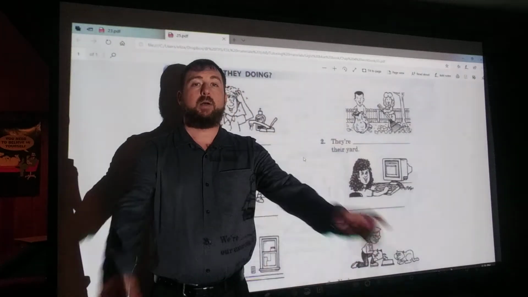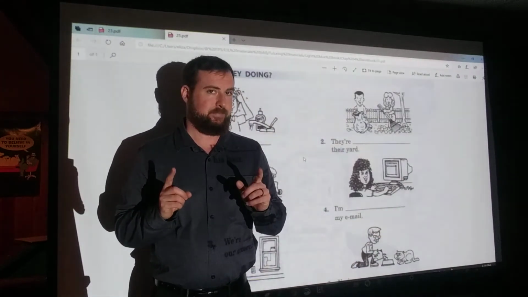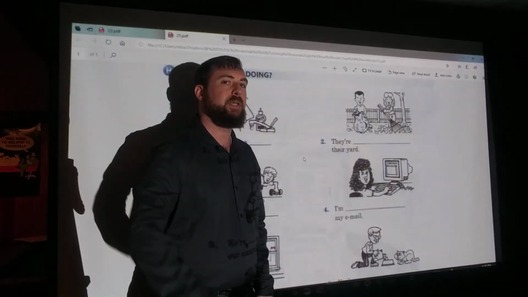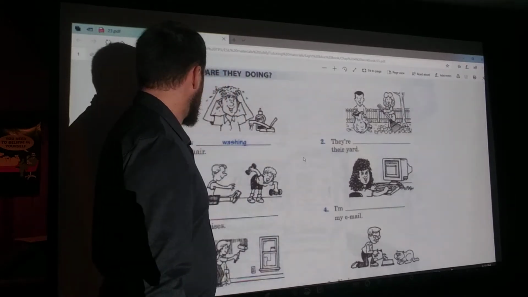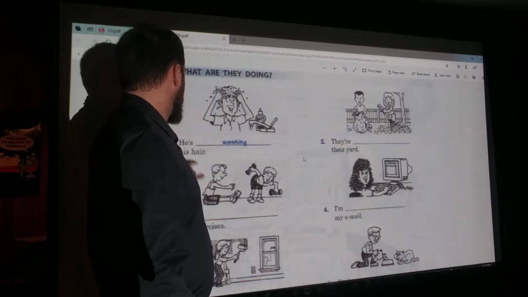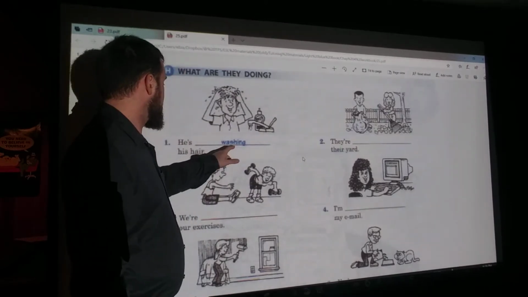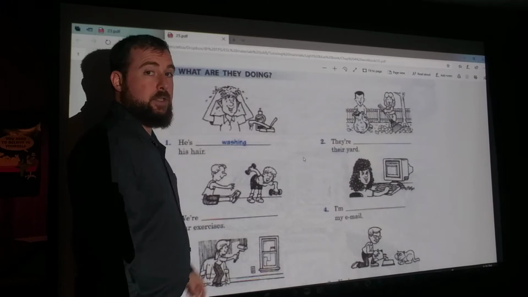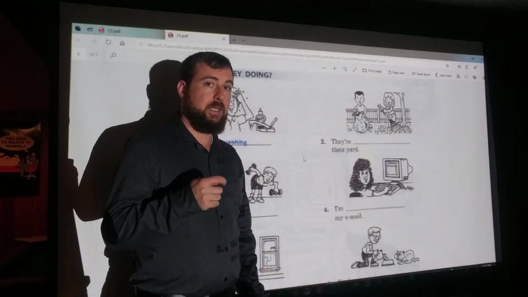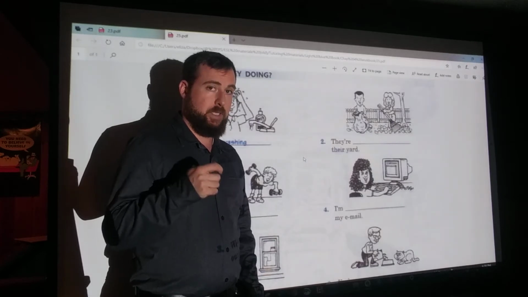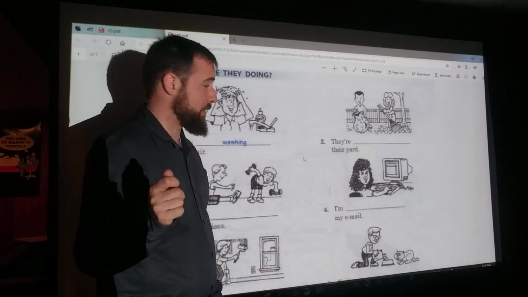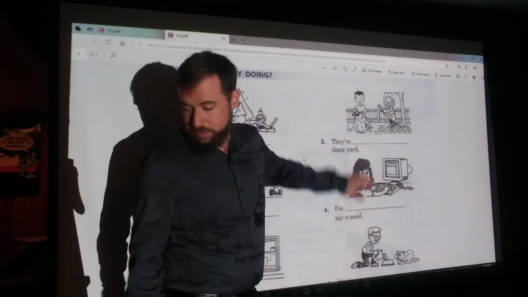And remember, I want you to pay attention to your spelling. These are the words we've been using for a little while in this chapter now, so you should be able to spell them. So it's pretty straightforward. What are they doing? Number 1, he's washing his hair. So these are the same vocab words that I went over at the beginning of the last video, chapter 4a. So if you want to, you can review those if you don't remember. Otherwise, go ahead, fill this in.